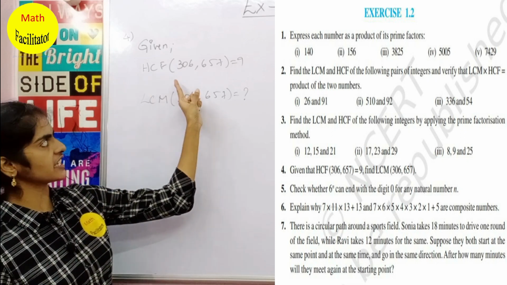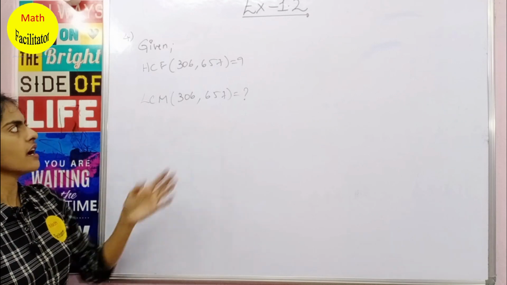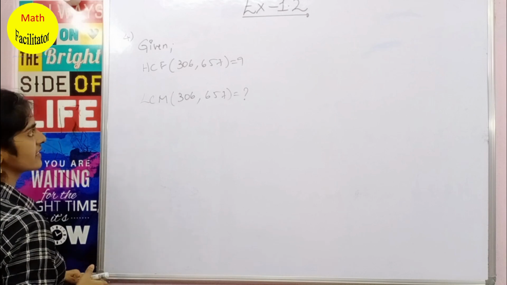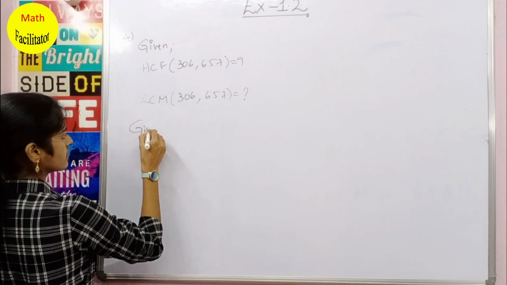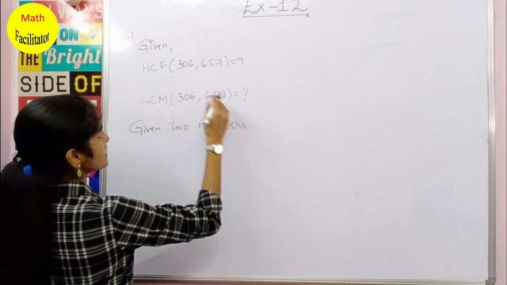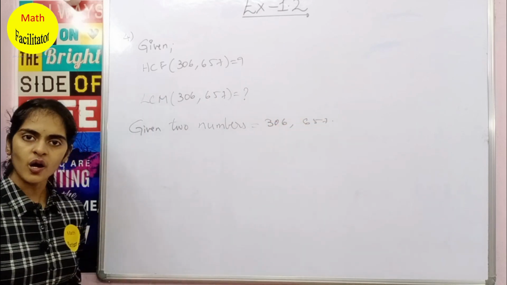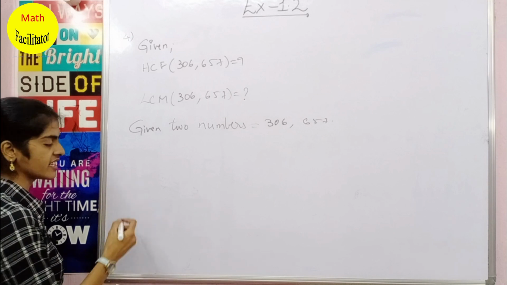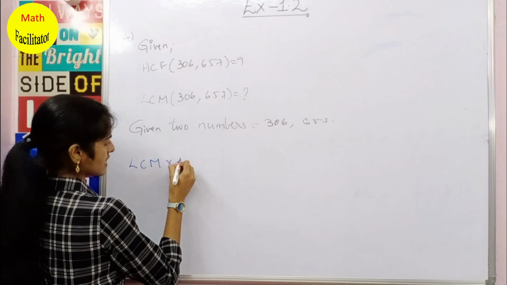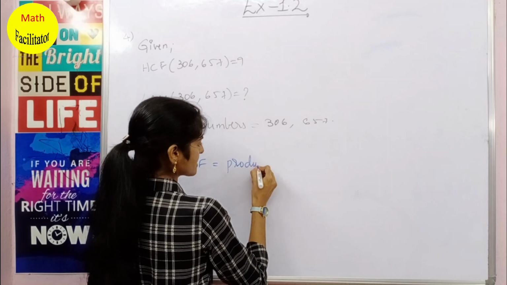Given HCF of 306 and 657 is 9, you have to find the LCM of this. Given two numbers are here, you can see what the two numbers are. From the question you can see the two numbers are listed here. It is 306 and 657. And you know the condition. What is the condition between LCM, HCF and the two numbers? The product of LCM and HCF is equal to the product of the given two numbers, right?